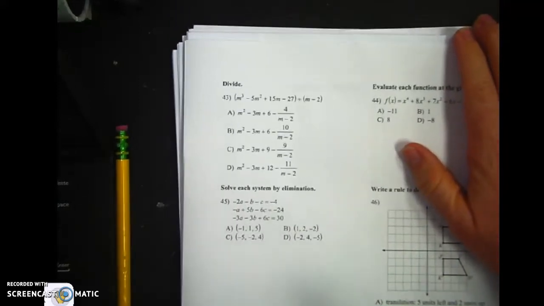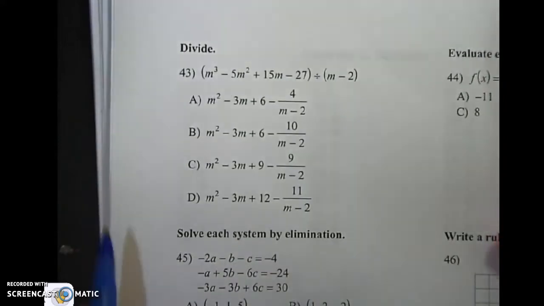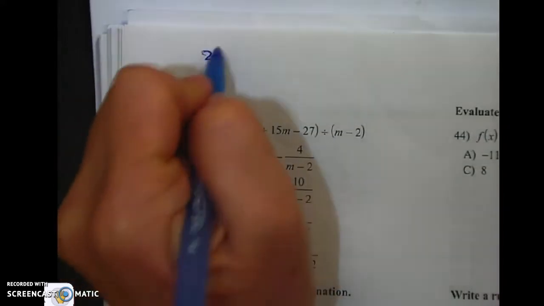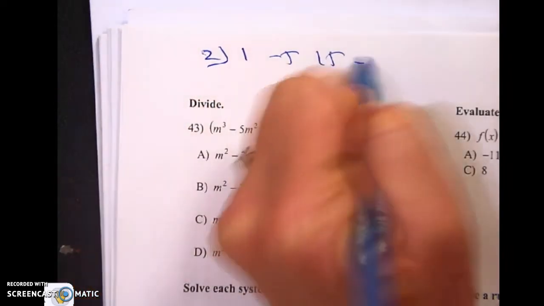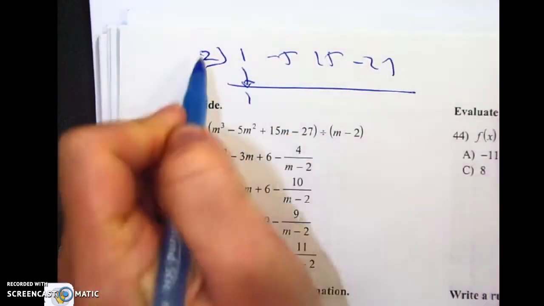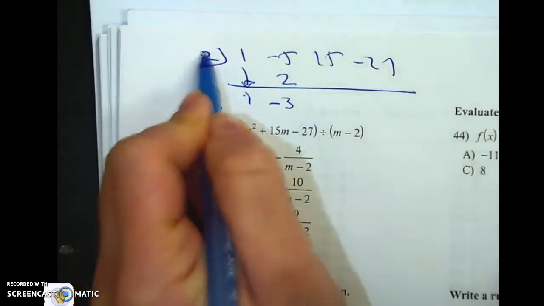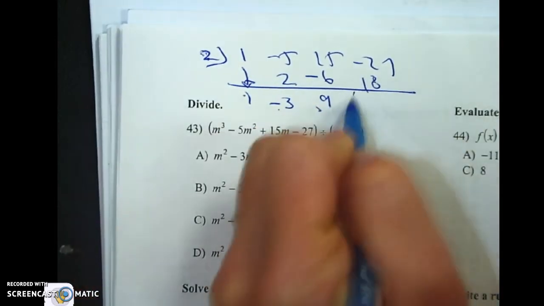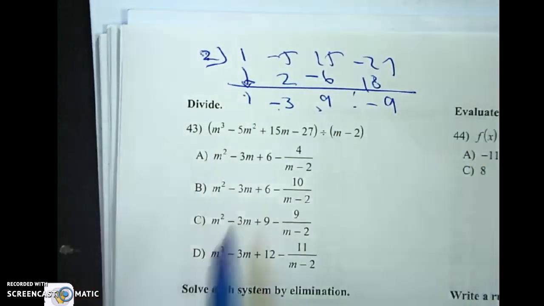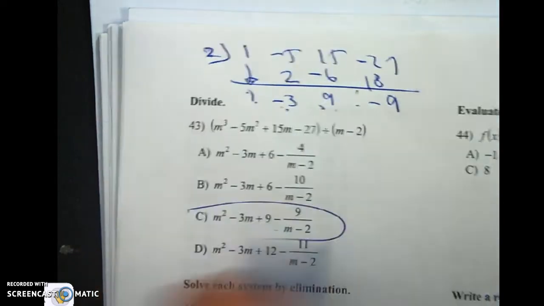All right, so this is the last page. You can either divide by long division or synthetic. I definitely would rather do synthetic. So I'm going to go 2, 1, negative 5, 15, negative 27. Bring down the 1. 2 times 1 is 2, negative 3. 2 times negative 3 is negative 6, 9. 2 times 9 is 18, negative 9. So I'm looking for a 1, a negative 3, and a 9 with a negative 9 left over, and that's it.